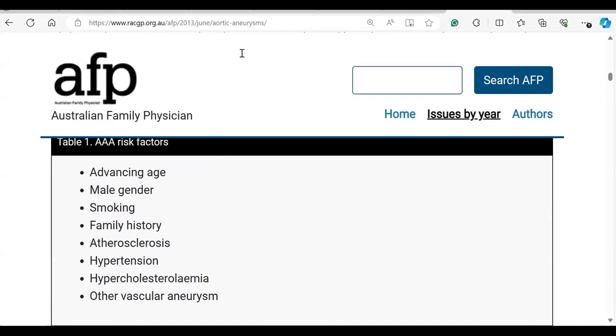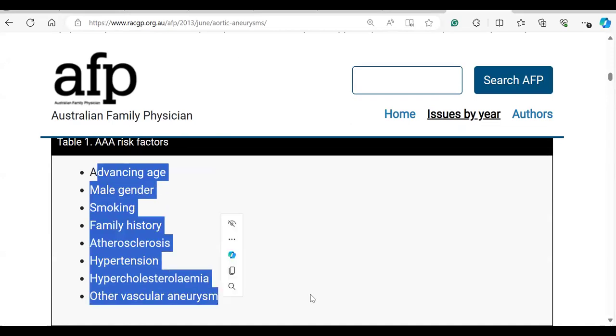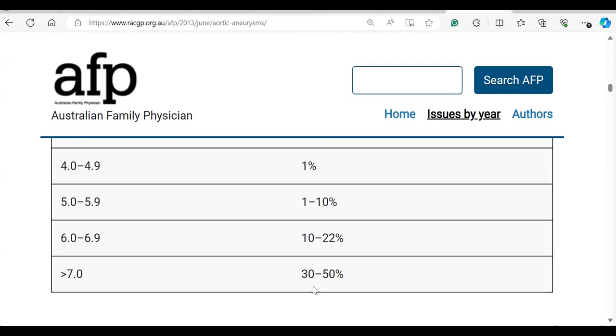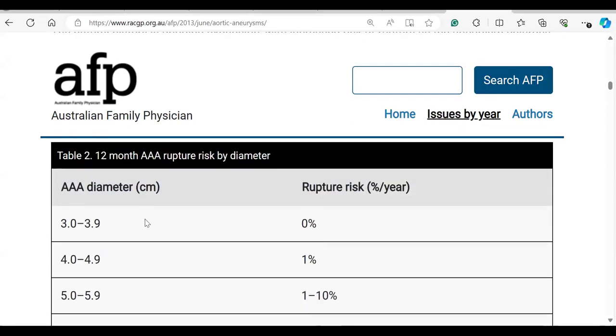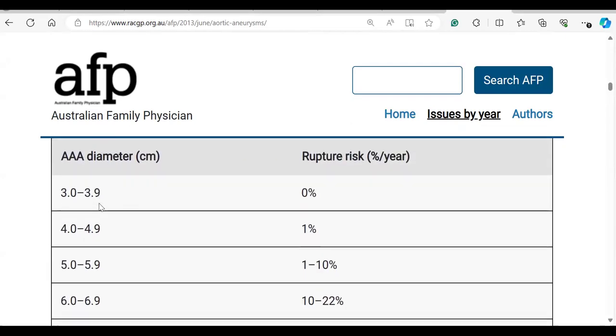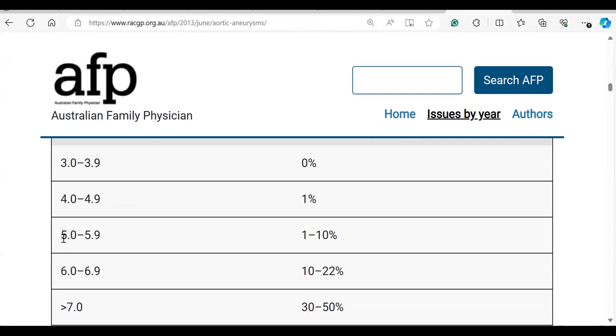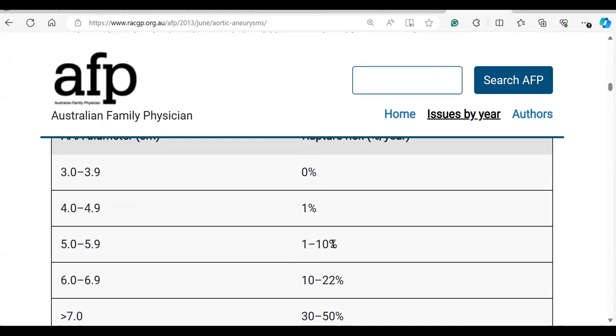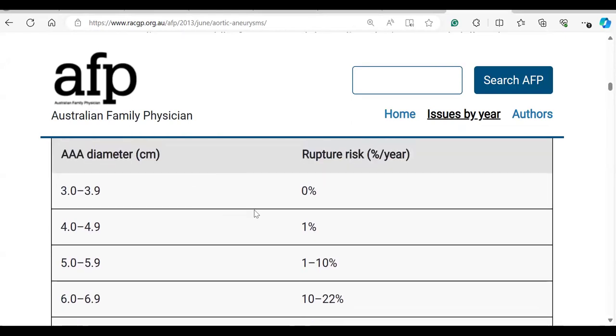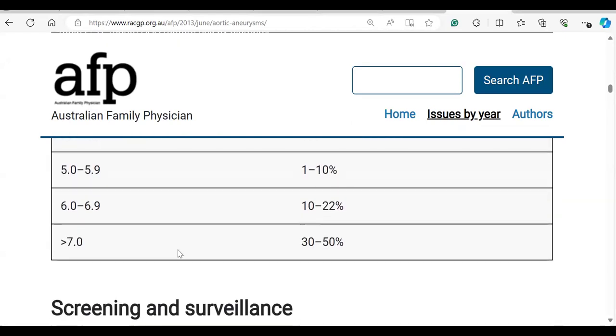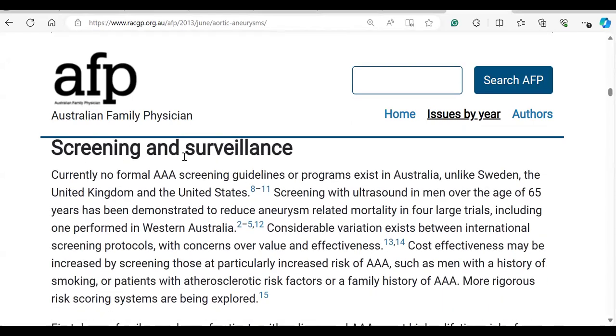Okay, so these are the risk factors of abdominal aortic aneurysm. So give it a read. And in here, they have written the risk of rupture. So they say that if it is more than 5, the risk of rupture in a year is 1 to 10%. So sometimes they ask this risk also. So try to remember it.